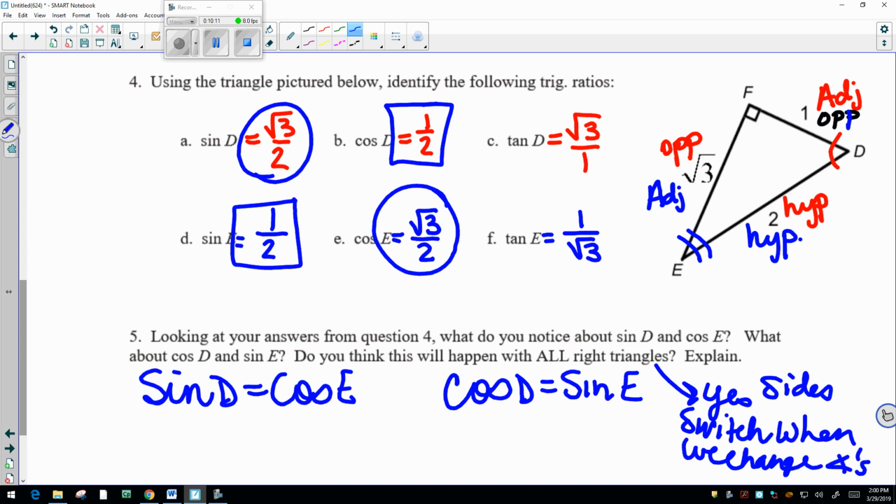So that's our first look at trig. We're definitely going to be practicing more with it. The big thing that we need to know is one, our vocab, and two, the ratios. So we need to commit that to memory. The sooner we get that committed to memory, the easier the rest of trig will be.